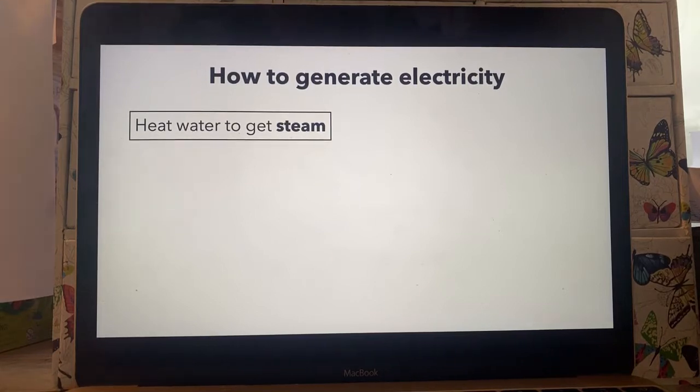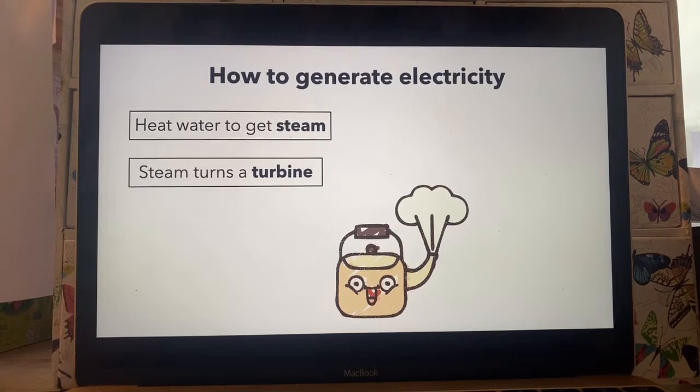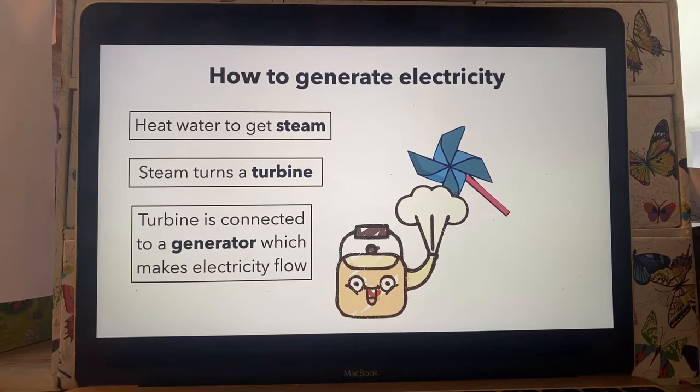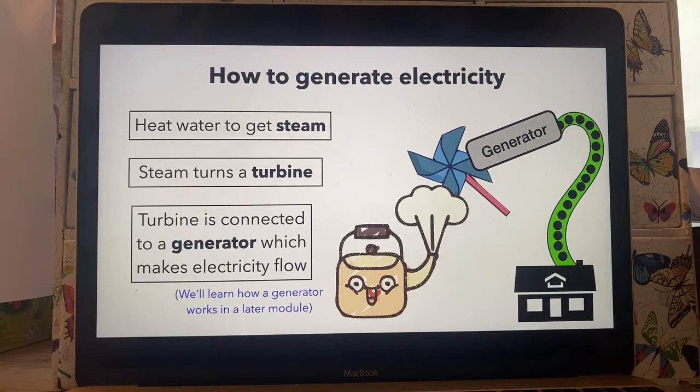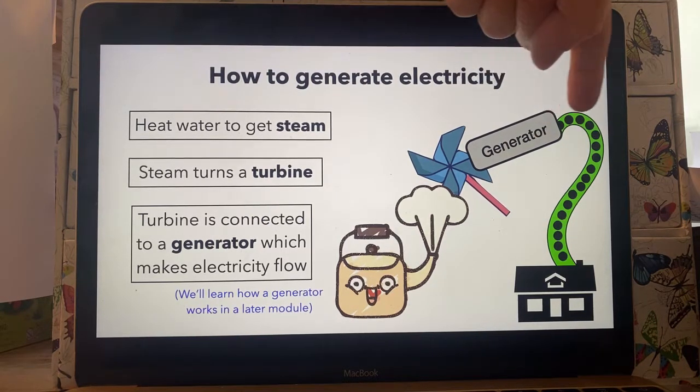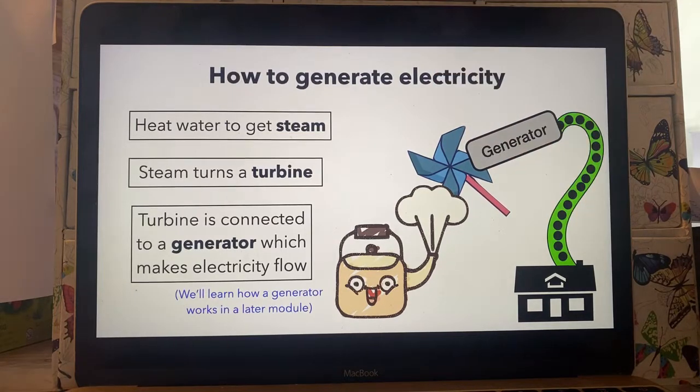You heat up water so you get steam. It's the steam that pushes on the turbine and makes it spinny. The turbine is connected straight away to a thing called a generator. And when the turbine spins, the generator generates electricity. But it's not electrons coming out of the generator and travelling all the way to our house. That's not how electricity works. The turbine spins and the generator produces electricity, and the electrons in the wires jiggle around a bit, and that's what electricity is.